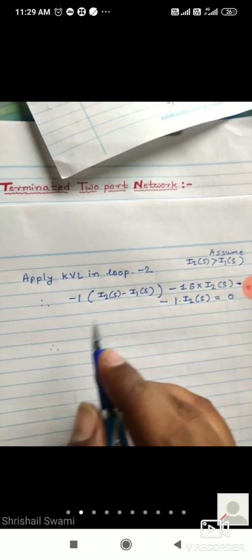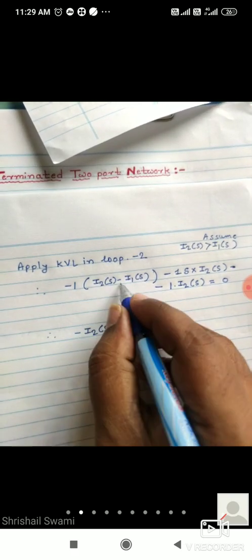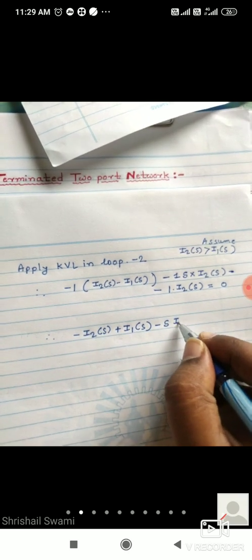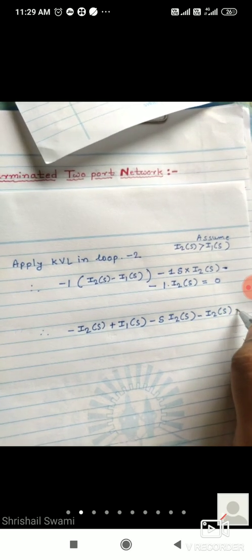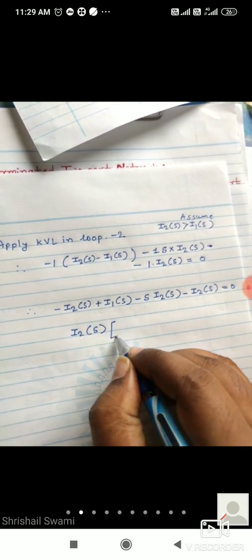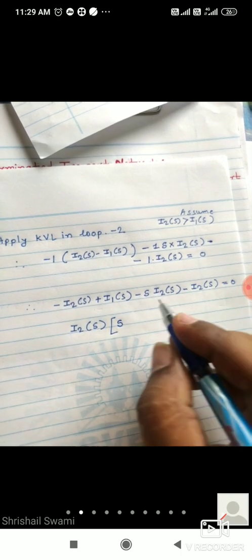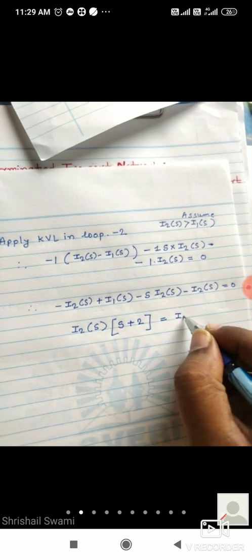आता तुम्ही प्रॉपरली सॉल्व करा. Minus I2 of s, minus minus becomes plus I1 of s. This minus s into I2 of s, and this minus I2 of s is equal to 0. आता I2 of s एकत्र करा. I2 of s कॉमन काढल्यानंतर काय काय राहणार बघा. पहिला काय राहणार s, आणि हे मायनस आणि मायनस, दॅट इज 2. इज इक्वल टू I1 of s ॲज इट इज.